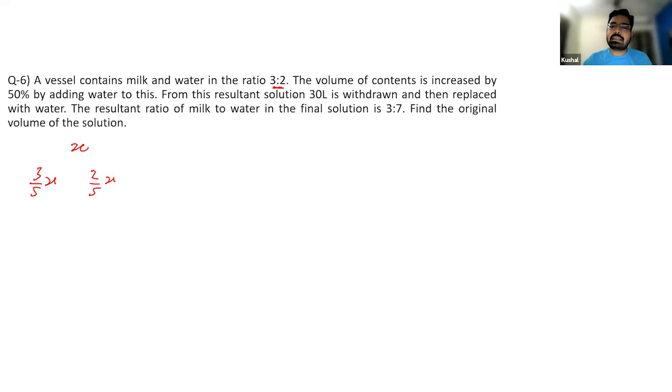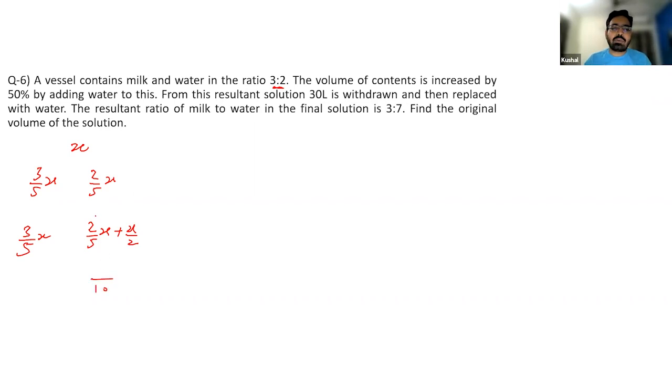Now you are increasing this quantity by 50%. So that means X by 2 and you are adding that to water. So can I then simply say that 2 by 5x plus x by 2 will be the quantity of water, and what will be the quantity of milk in the resultant solution? 3 by 5x. Again, I can try and figure out a ratio for this, right?